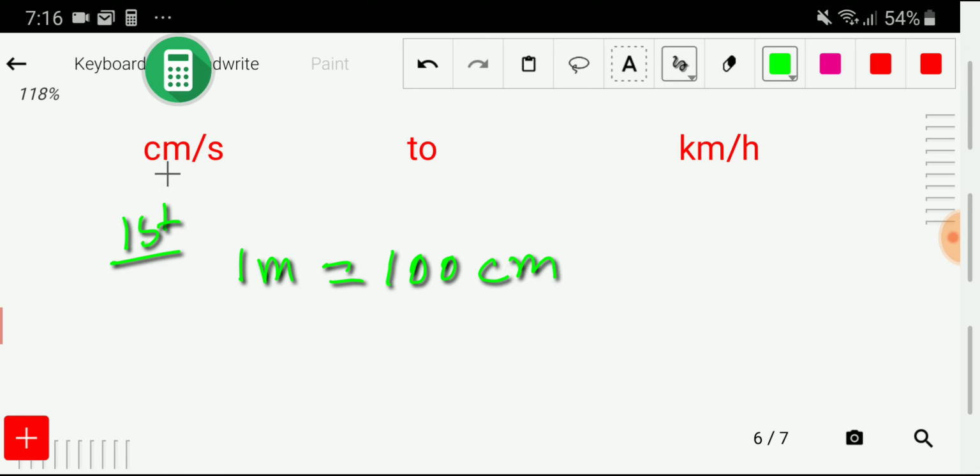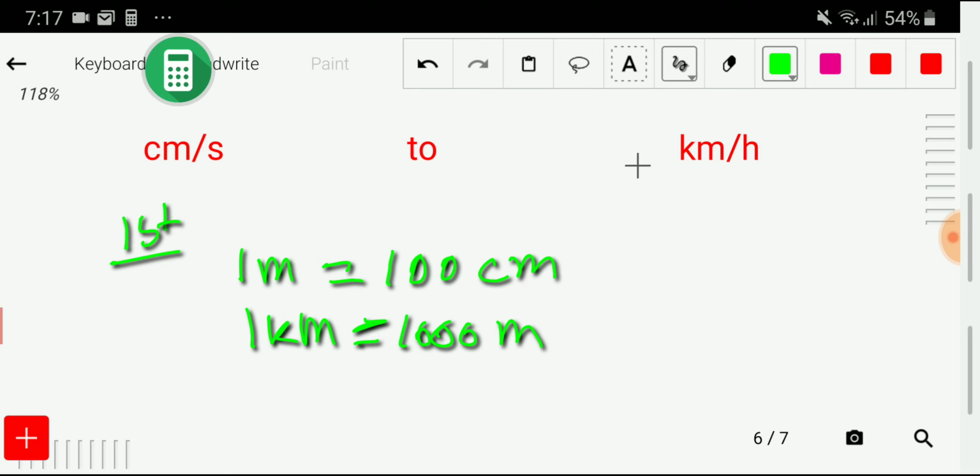That is, we can convert centimeter to meter first. Then we have the relationship of meter with kilometer. That is, 1 kilometer equals 1000 meter, right?